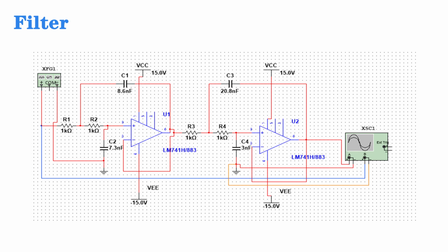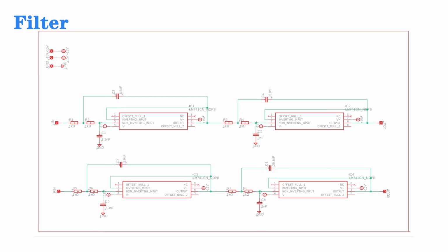In our filter part, we decided to use the 4th order Butterworth low-pass filter with chip LM741, which is very cheap. We try to keep the cutoff frequency at 20 kHz. First, we simulated the cascade circuits in Multisim for both right and left channels. It shows the perfect quality that we desire. And then we use Eagle to design the schematic and the PCB board.